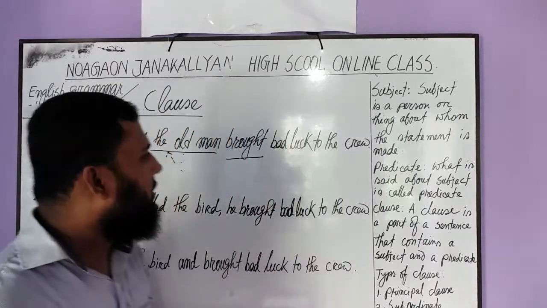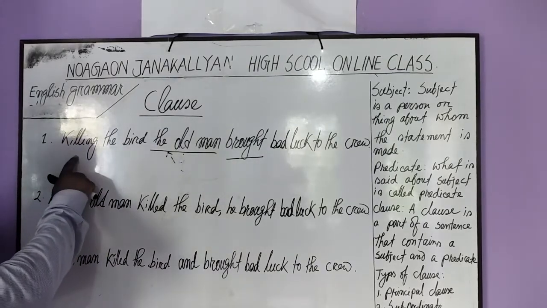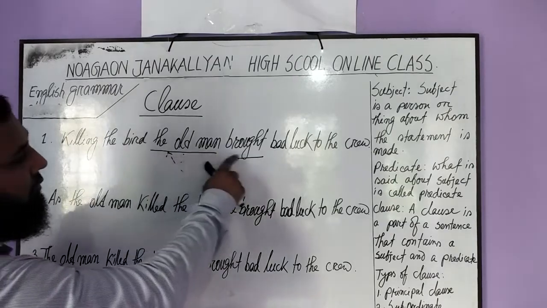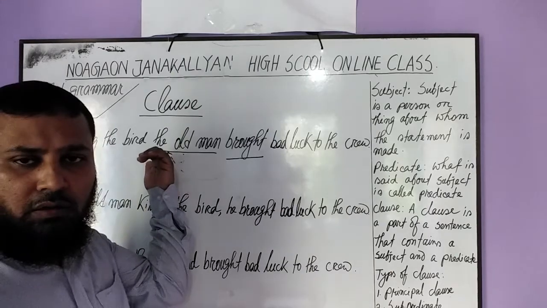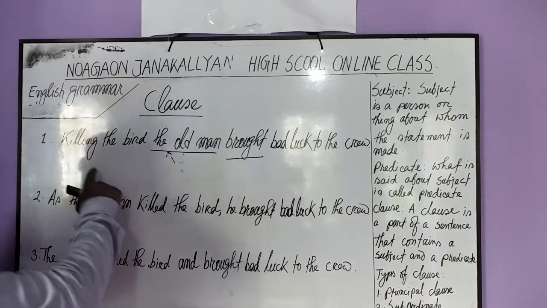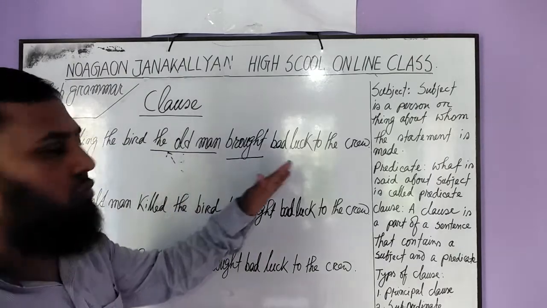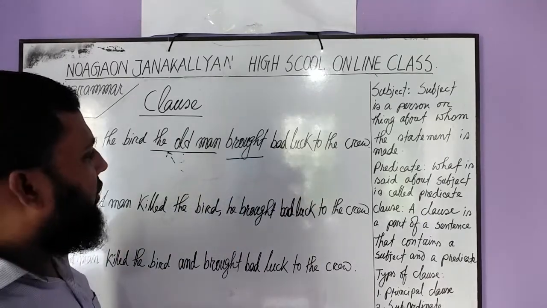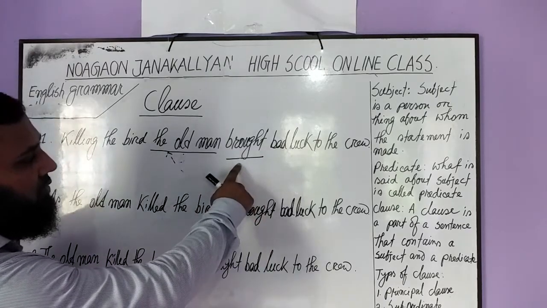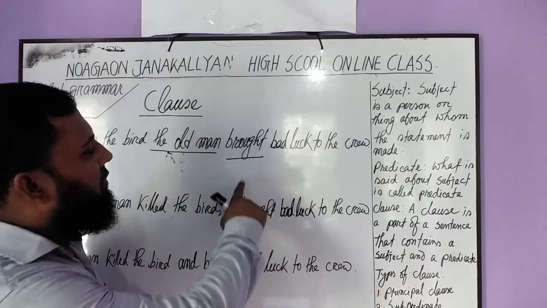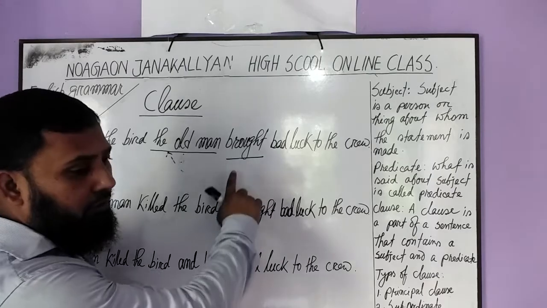So, dear learners, look at my first sentence. My first sentence is, killing the bird, the old man brought bad luck to the crew. What is the Bengali meaning of the sentence? পাখিটিকে হত্যা করিয়া বৃদ্ধ লোকটি নাবিকদের প্রতি দুর্ভাগ্য বয়ে এনেছিল. So what is the verb of the sentence? The verb of the sentence is brought. What is the Bengali meaning of brought? The Bengali meaning of brought is বয়ে এনেছিল. It is the past form of bring.